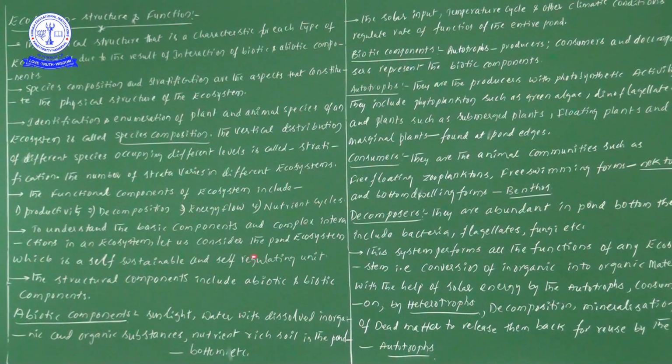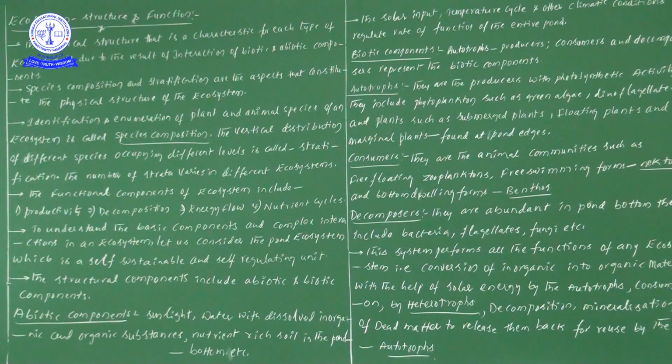The example we have taken before was the plant ecosystem. Now we are taking the pond ecosystem, to understand the activity of the basic components and the complex interactions in an ecosystem. The structural components include abiotic and biotic components. These two, abiotic and biotic components, we will consider as structural components.